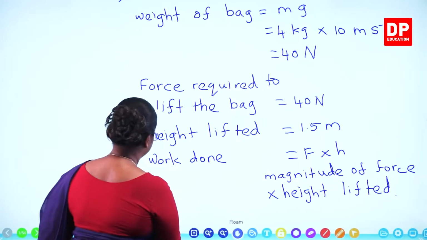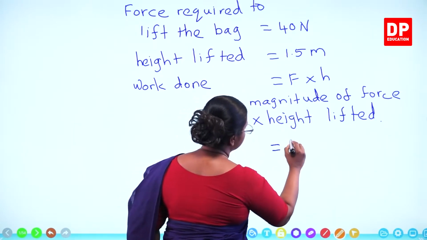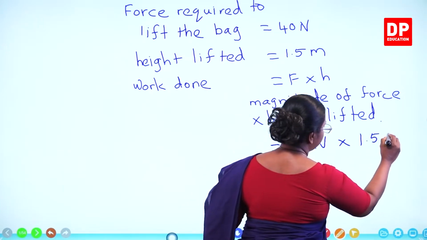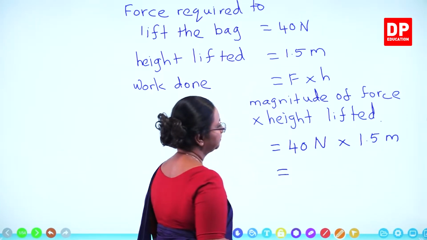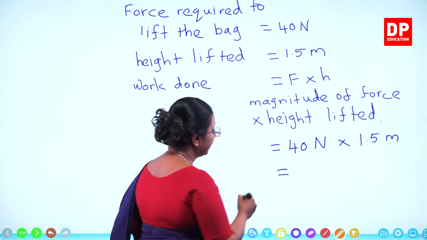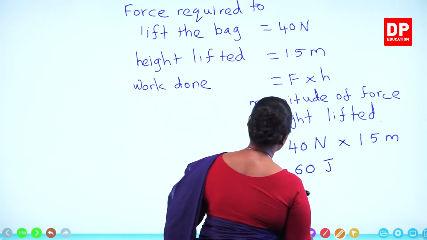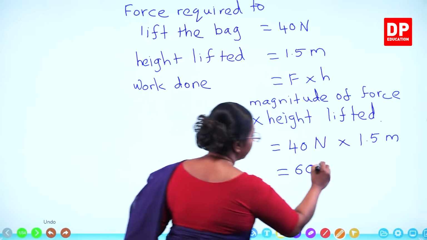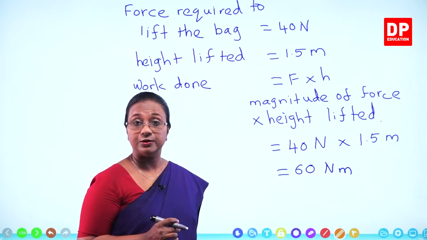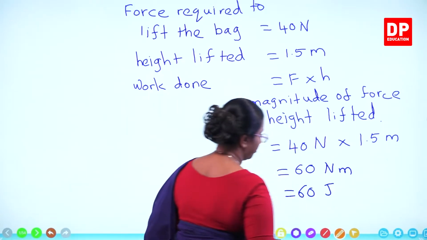Both are fine. So there, the work done is going to be 40 Newton multiplied by 1.5 meters. So if you multiply that, what will happen? You will get the answer as 40 into 1.5, 60 joules. Or if I write the units, Newton meters, you all know Newton meter is equal to joules. So that's going to be 60 joules.